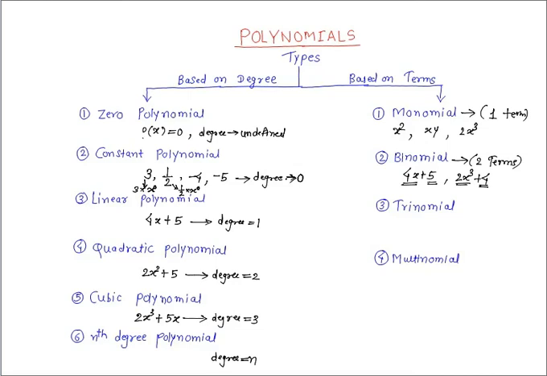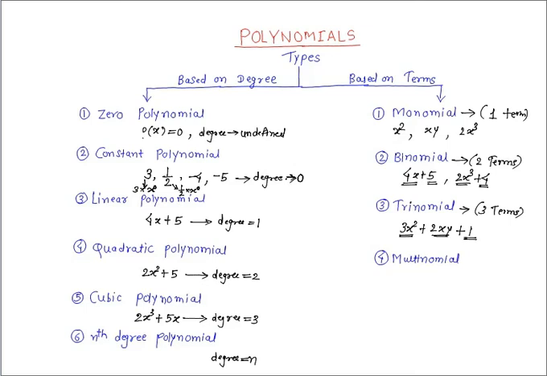The third type we have is the trinomial. It has three terms. For example, 3x square plus 2xy plus 1. So this is a polynomial with three terms, 1, 2 and 3. So this is a trinomial.